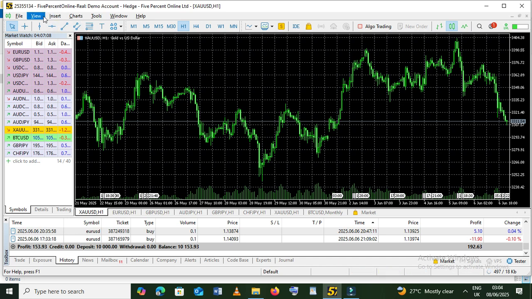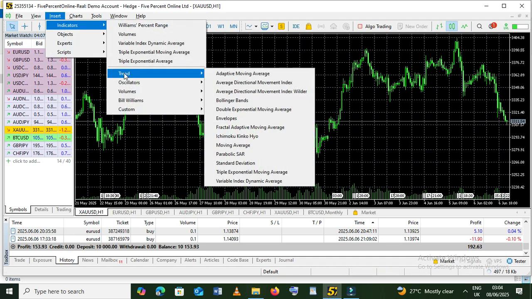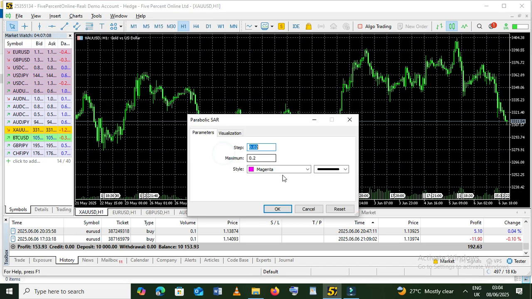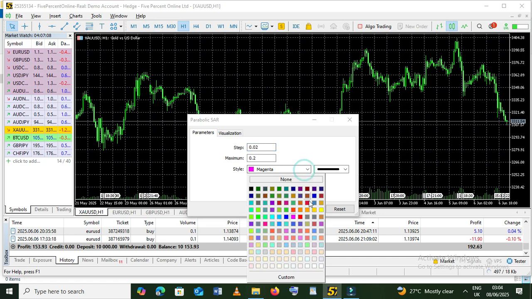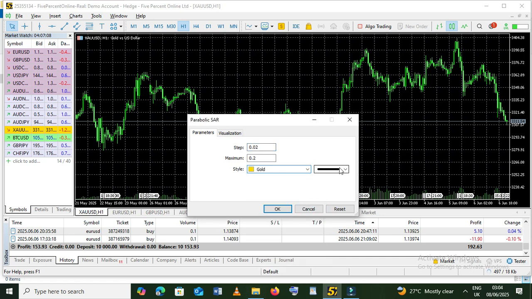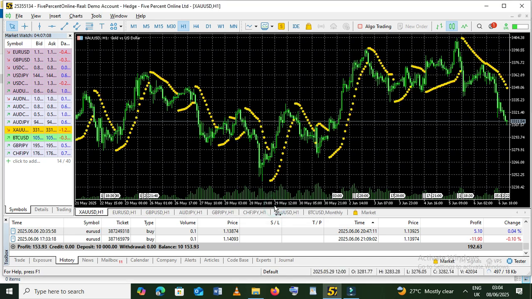So next, let's click on insert, click on indicator, click on trend. Let's analyze the market using Parabolic SAR. I'll click on it, then I'll change the color to yellow. I'll maintain the tick bar. I'll use a 0.02 step. Click OK.